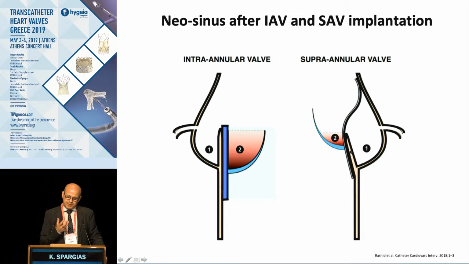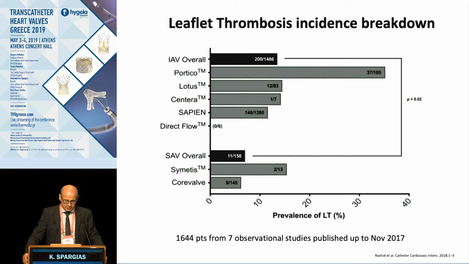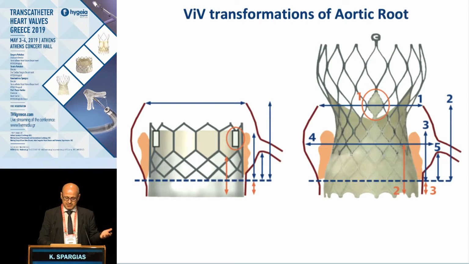So it appears that this may have a practical and a clinical effect, because from this study we see that the leaflet thrombosis incidence overall was higher in the annular design valves compared to the supra-annular, and that appeared to be significant. Of course, this is observational, non-randomized data, but nevertheless, we have to make a comment because it appears that the two designs have a difference on the incidence of leaflet thrombosis.